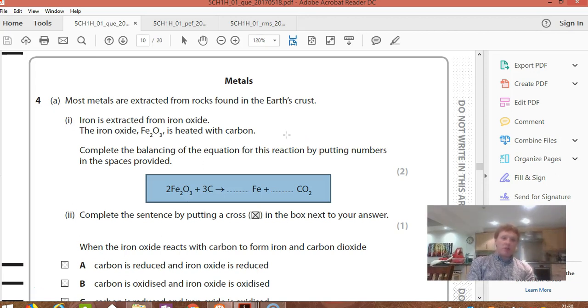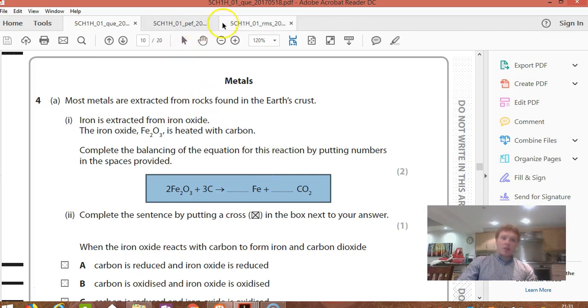Most metals are extracted from rocks found in the Earth's crust. Iron is extracted from iron oxide. The iron oxide, Fe2O3, is heated with carbon. Complete the balancing of the equation for this reaction by putting numbers in the spaces provided. So we have 2 Fe2O3 plus 3C arrow something Fe plus something CO2. Have a go at balancing that equation.